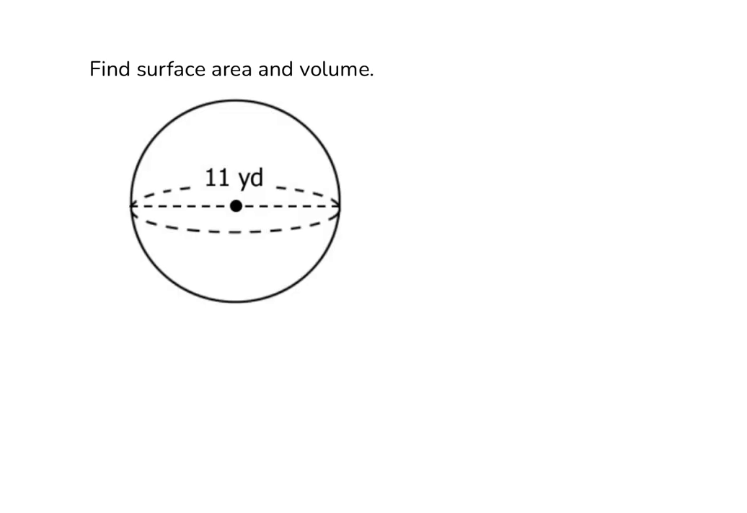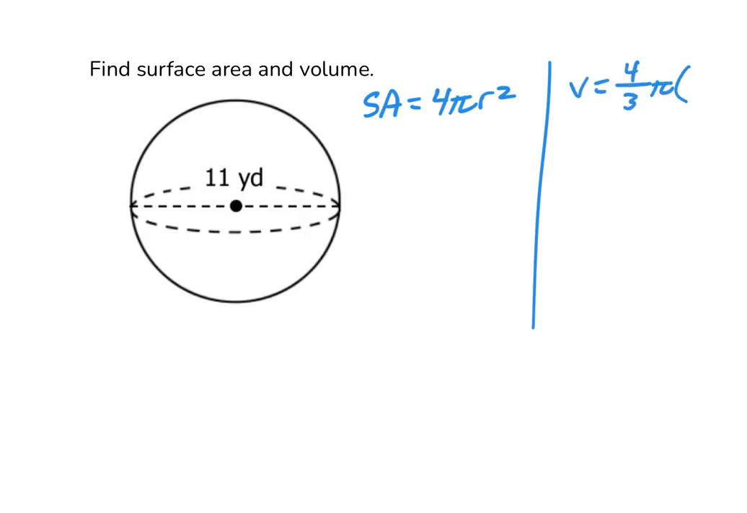Okay, this is the one we did yesterday. Spheres were the formula that we did yesterday, and there's two of them. The surface area of a sphere. This is pretty easy to recognize because it's a ball, right? Surface area is 4 pi r squared. Volume is 4/3 times pi times radius cubed.